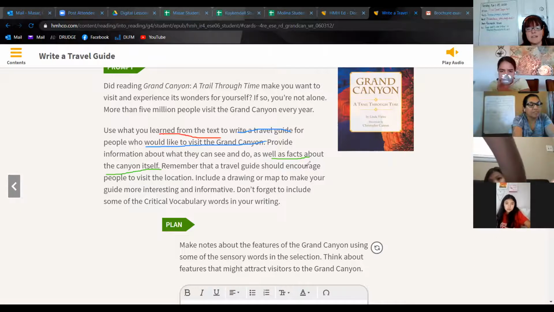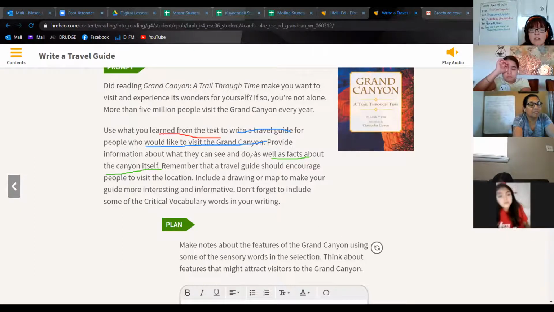Yeah, we're going to give facts about the canyon, but what else are we going to do, Natalie? We're not just giving facts about the canyon. We've got to give information about what people can what? Do at the canyon. Do is one of them. What's the other thing? Look at the screen. What they can do and see. See and do. Very good. Natalie, you're good.